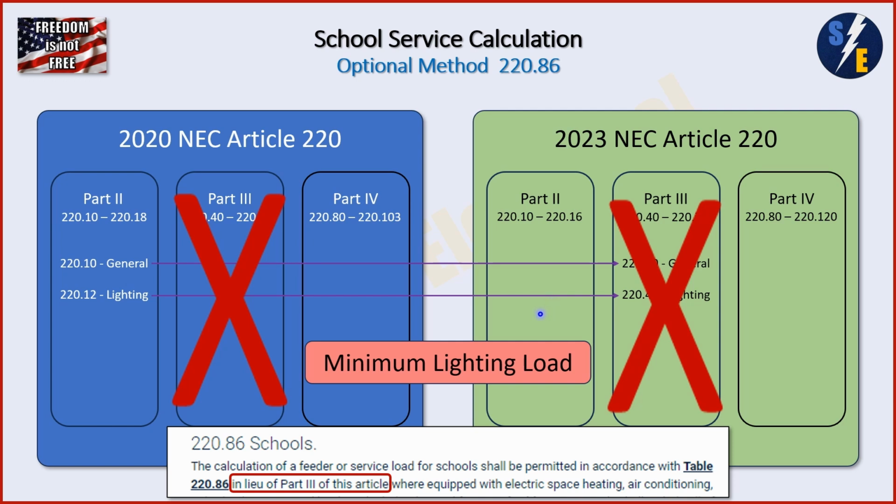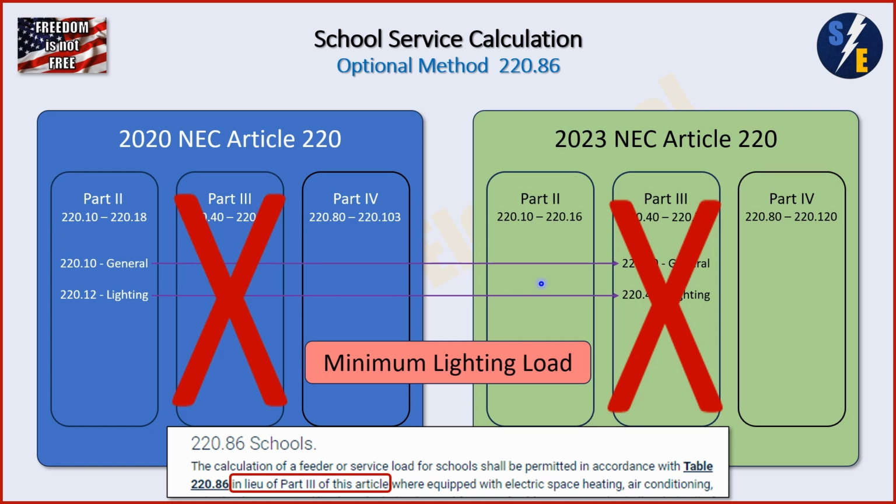Now that is far different from anything we've done in the past, and I'm not sure that the code making panel, when they moved these sections to part 3, anticipated how it would affect the optional method for a school service or also a new restaurant service. And the reason I wonder that is because they didn't make any kind of notation, no explanatory note or anything telling us that's what their intention was.